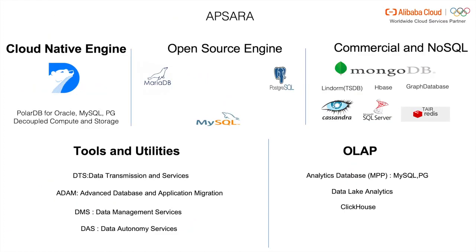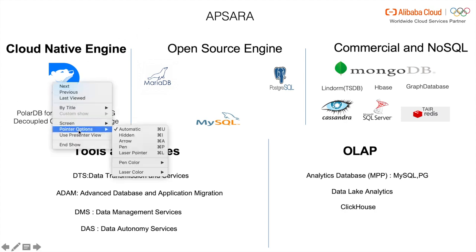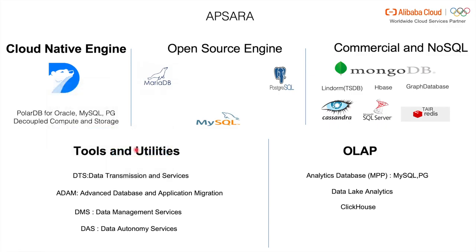So this is the portfolio we have. You can see we have different databases. One is Cloud Native Engines, which is designed by Alibaba itself. Then we have open source engines, commercial and NoSQL engines, and then the OLAP part. Then come tools and utilities. If you go into the Cloud Native Engines, let me open the marker. You can see we have PolarDB for Oracle, MySQL, and PG. It is a kind of compute and storage layer decoupled.